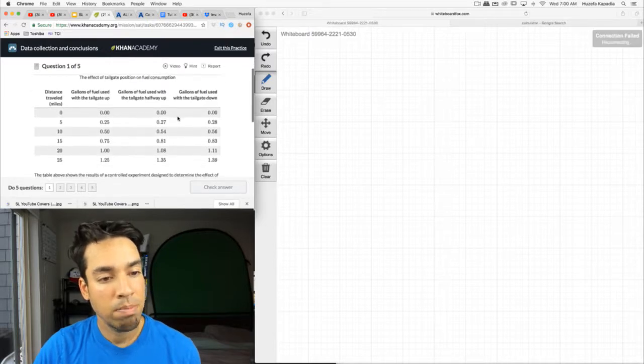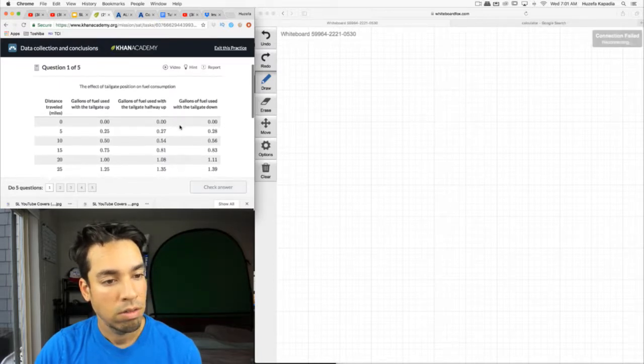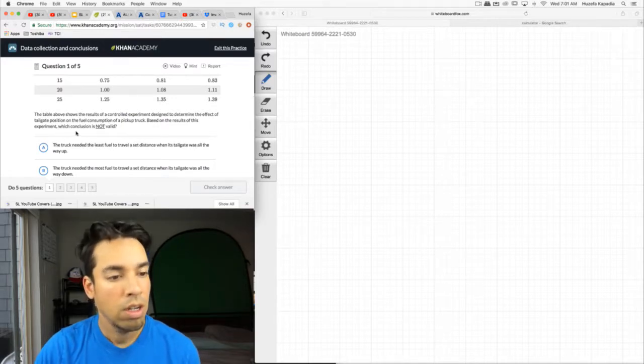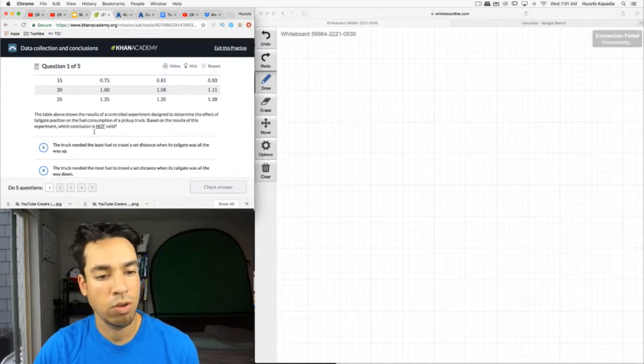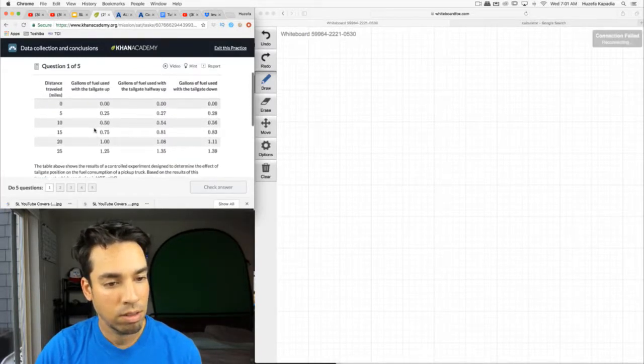The effect of tailgate position on fuel consumption. Okay, tailgate halfway up, tailgate down. The table above shows the results of a controlled experiment designed to determine the effect of tailgate position on the fuel consumption of a pickup truck. Based on the results of this experiment, which conclusion is not valid?